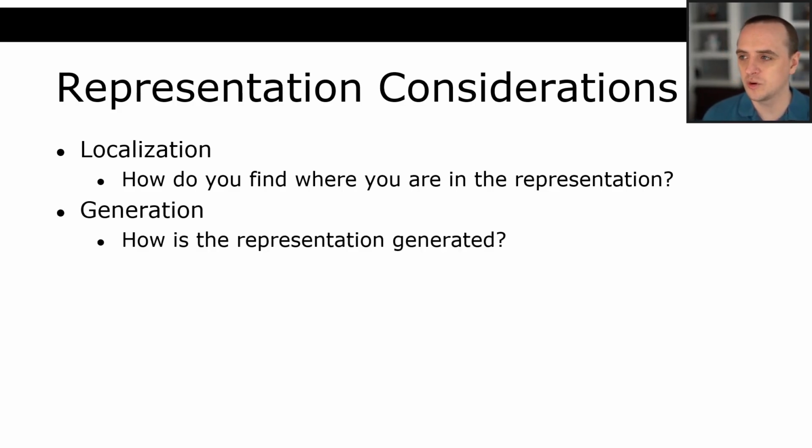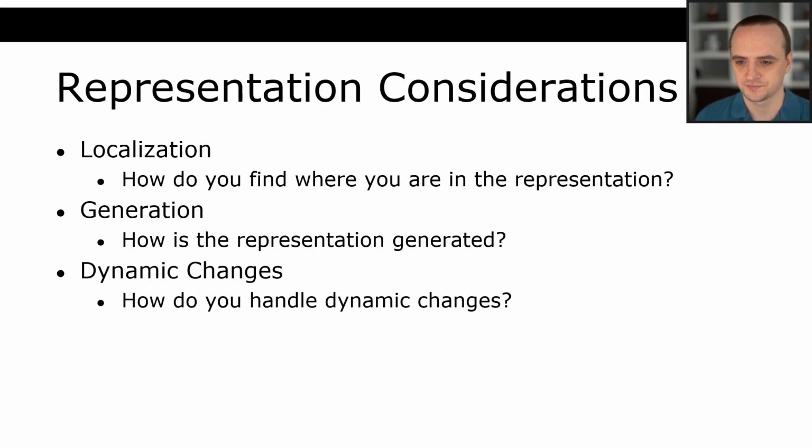Generation. So how is this representation generated, for example? Like, how do you overlay the grid on your map? How do you talk about the graph? What are the nodes? What are the edges? How is all of that generated? Is that something that you have to do manually, or is it something that you can do automatically? All of these are important considerations.